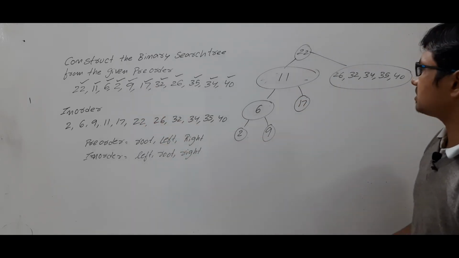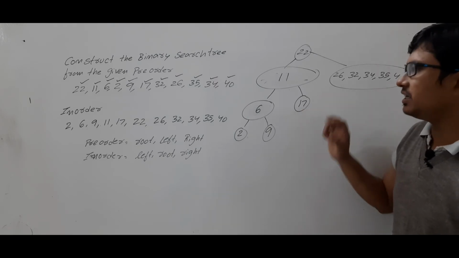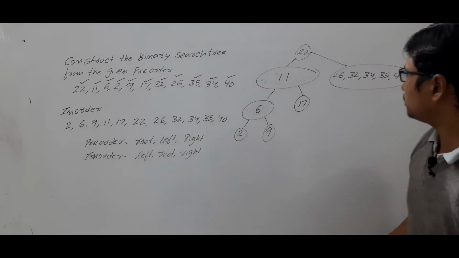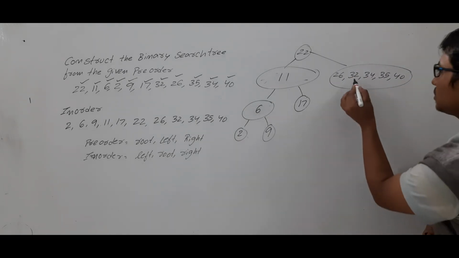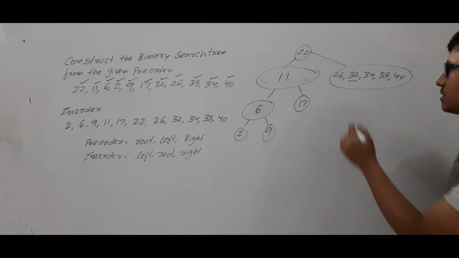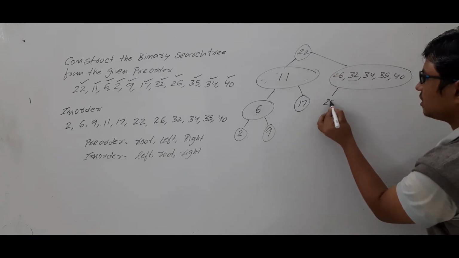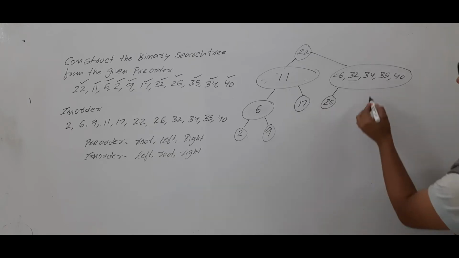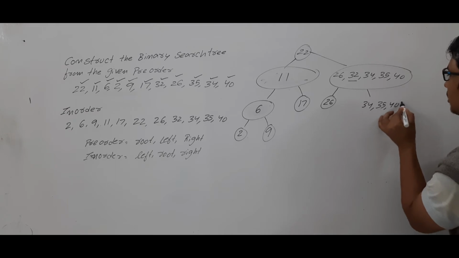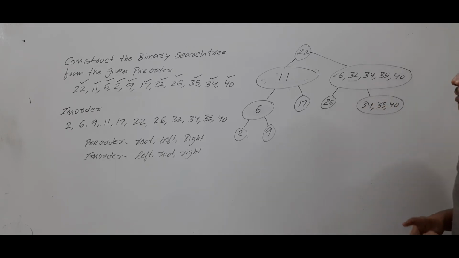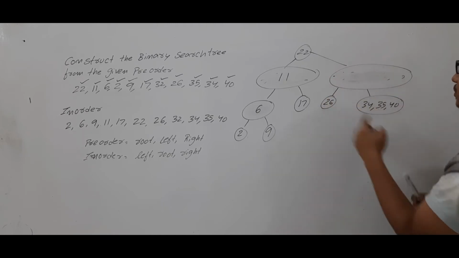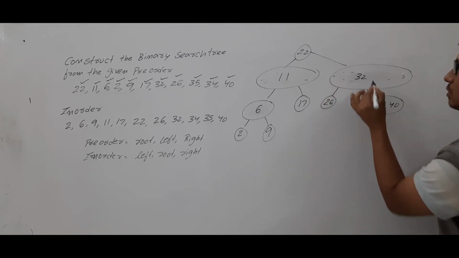Look at 17. Where is 17? 17 is here. Again it will act as a leaf node. Now the next element is 32. Look at 32. 32 is here. So 32 will become the parent node. The elements to the left of 32 such as 26 will fall into the left child, and the elements such as 34, 35, 40 will fall into the right subtree. So the element 32 will act as a parent node for these two nodes. So you have the 32 here.